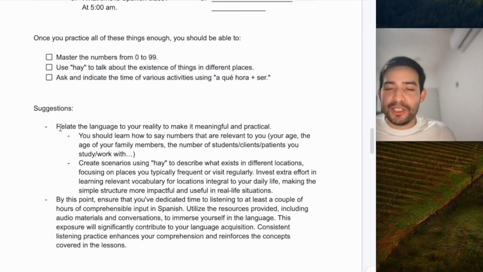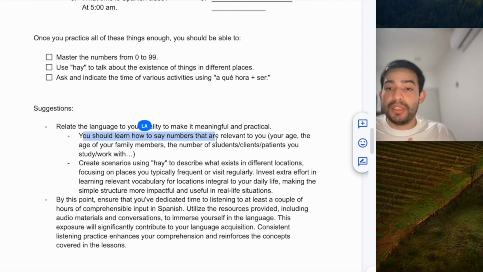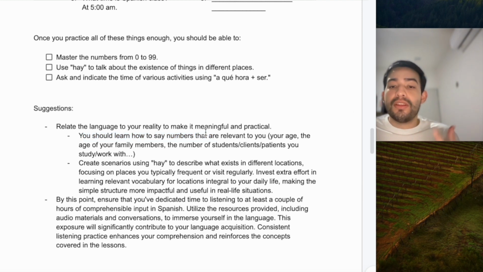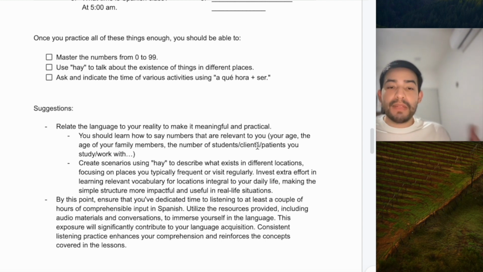And now, okay, reading the actual suggestions that I wrote. Relate language to your reality to make it meaningful and practical, as I said before. You should learn how to say numbers that are relevant to you, like your age, the age of your family members, the number of students, clients, patients you have or study or work with, right? Create scenarios using hay to describe what exists in different locations, focusing on places that you typically visit, right? Invest extra effort in learning relevant vocabulary. Remember, you should be studying your own vocabulary, the one that's meaningful for you, for places that you visit in your daily life. This will make this simple structure useful in real life situations in your life, okay?